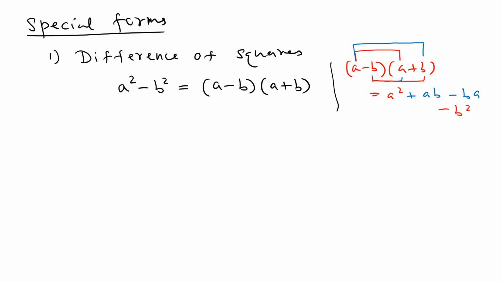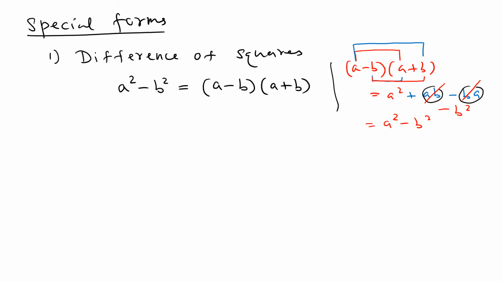And you can see that ab and ba are the same in algebra. That means those two terms cancel because there's a negative sign. So you simply end up getting a squared minus b squared. That means we can write it backward. That's why we have this difference of squares formula.